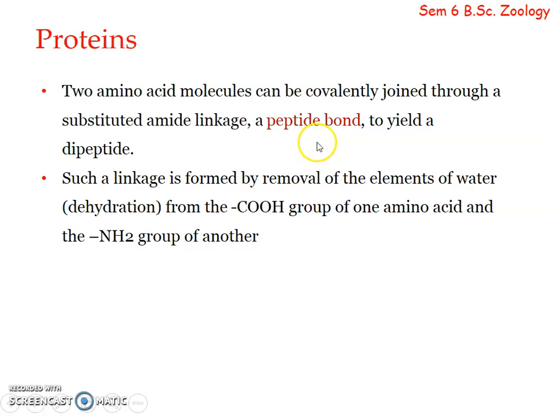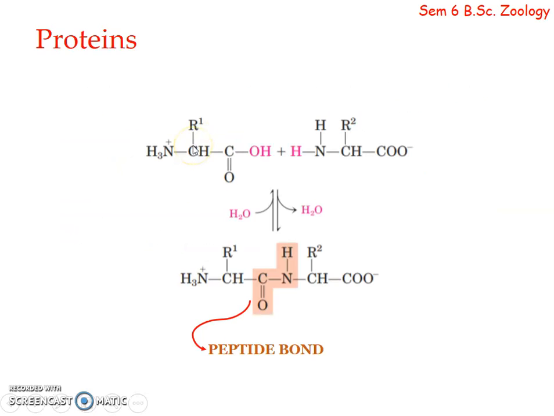Okay, so how are peptide bonds formed? Two amino acids get covalently linked by way of the amide bond, or what is referred to as a peptide bond. And this yields a dipeptide. And likewise, when this bonding continues, it develops the polypeptides and proteins later. Okay, so how this is formed, we can see here.